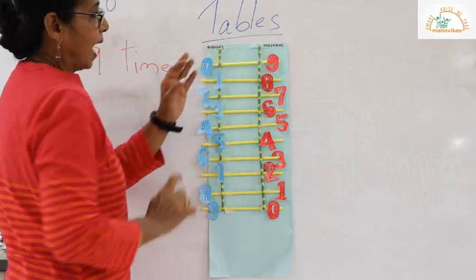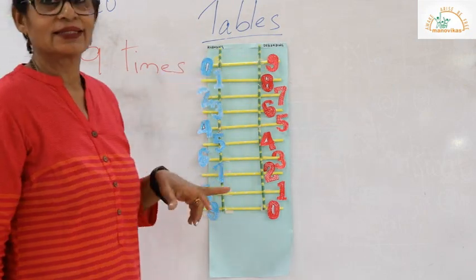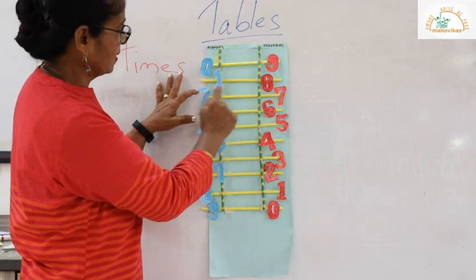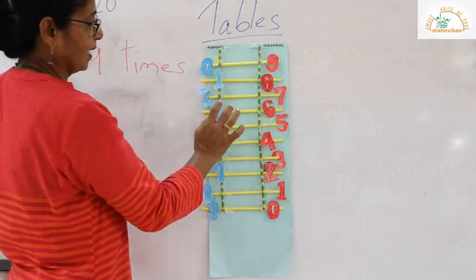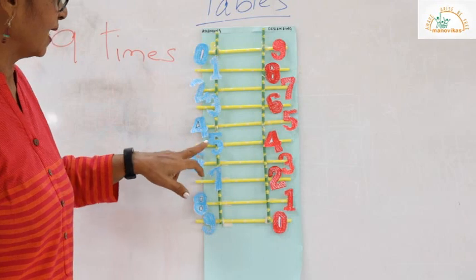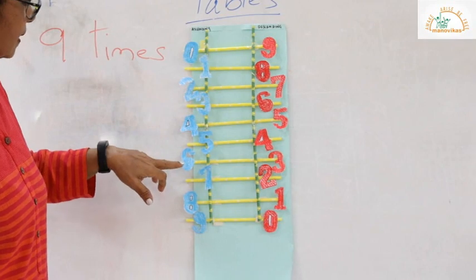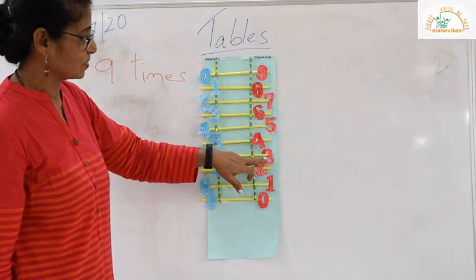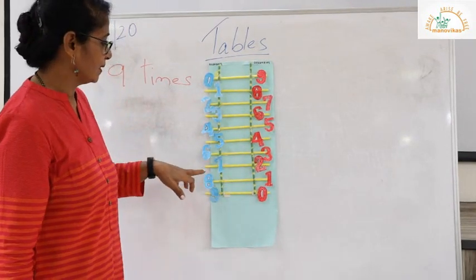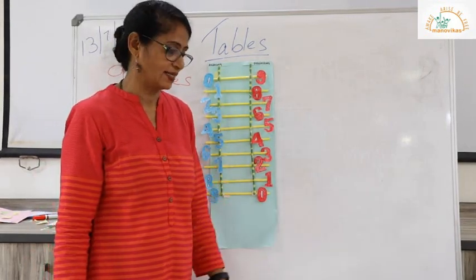So 0 and 9 makes, that means 0 plus 9 gets you 9 ones are 9, 9 twos are 18, 9 threes are 27, 2 and 7 27, 9 fours are 3 and 6 36, 9 fives are 4 and 5 45, 9 sixes are 5 and 4 54, 9 sevens are 6 and 3 63, 9 eights are 7 and 2 72, 9 nines are 8 and 1 81, and 9 and 0 makes 90.